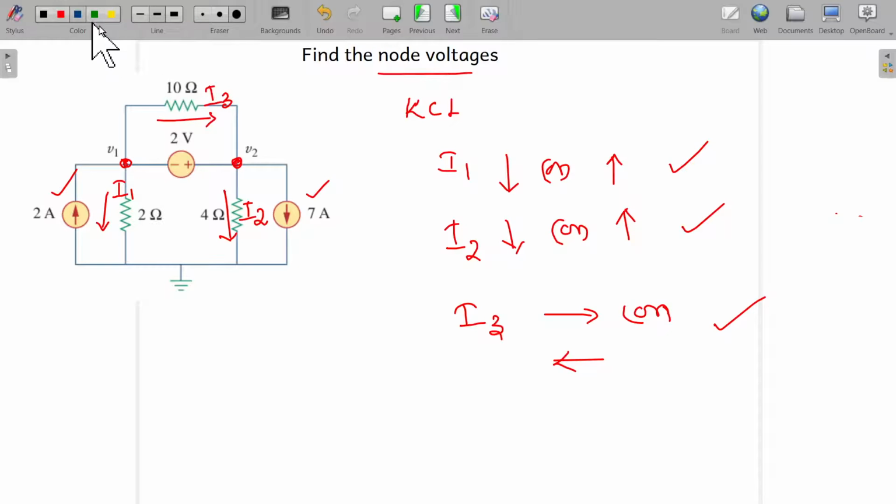If it is taken in this direction, then it will be flowing from this potential V1 through this 10 ohm resistance, and then it enters into this second node. It starts from this V1 potential and ends at the V2 potential. The potential difference will be V1 minus V2. That is the potential difference through which this current I3 will be flowing, and the resistance is 10 ohm. Like this we have to put it.